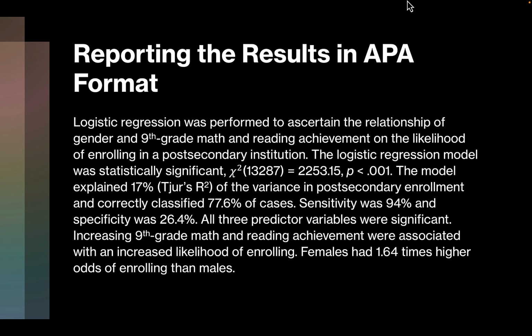The model explained 17%, and we let the reader know that that's Jur's pseudo R-squared, of the variance in post-secondary enrollment, and correctly classified 77.6% of cases. Sensitivity was 94%, and specificity was 26.4%. All 3 predictors were significant. Increasing ninth grade math and reading achievement were associated with an increased likelihood of enrolling, and females had 1.64 times higher odds of enrolling than males.